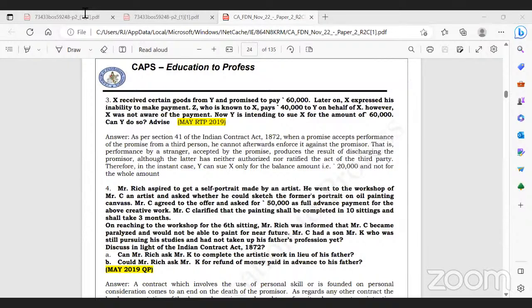Mr. Rich aspired to get a self-portrait made by an artist. He went to the workshop of Mr. C, an artist, and asked whether he could sketch the former's portrait on oil painting canvas. Mr. C agreed to the offer and asked for 50,000 as full advance payment for the above creative work. Mr. C clarified that the painting shall be completed in 10 sittings and shall take 3 months.